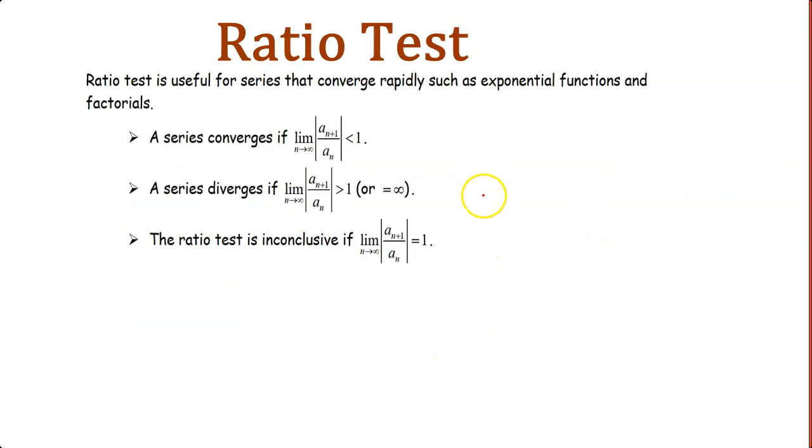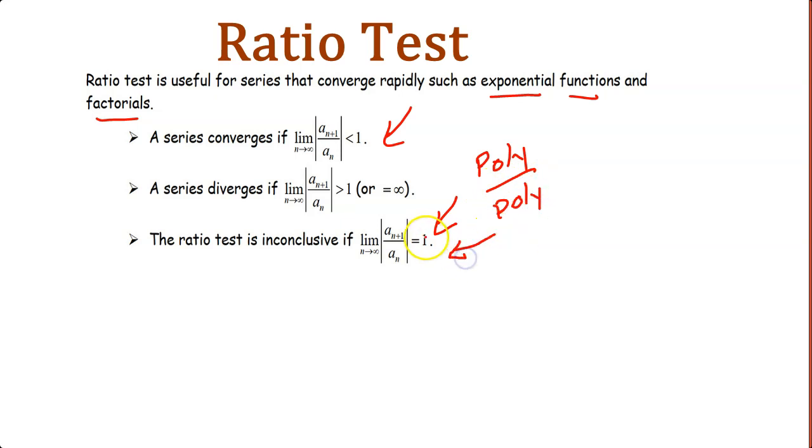Now we have the ratio test. The ratio test is best used for exponential functions and factorials. The rules are here. If you look at the nth plus first term divided by the nth term, and you get a limit as you go to infinity being less than 1, it converges. Greater than 1, it diverges. If it's equal to 1, then the test is inconclusive. So the ratio test is best not used when you have a polynomial compared to a polynomial. So if your nth term is a poly over a poly, you will probably get this. So let's just show you that example real quick.